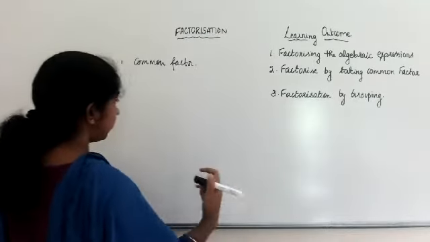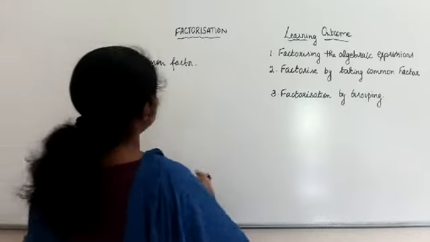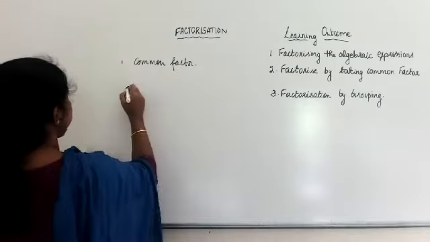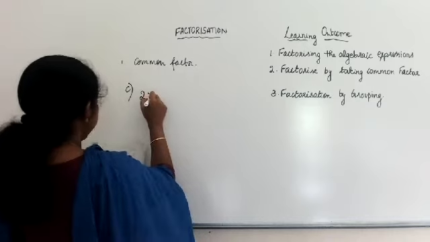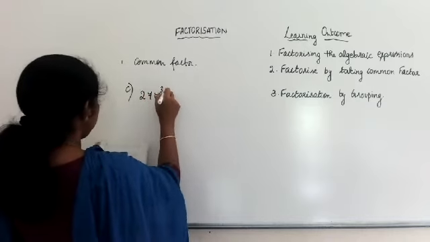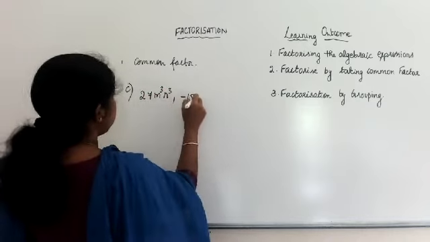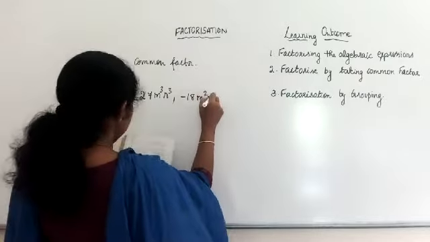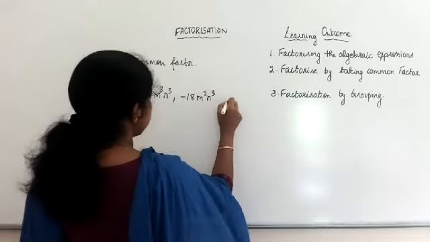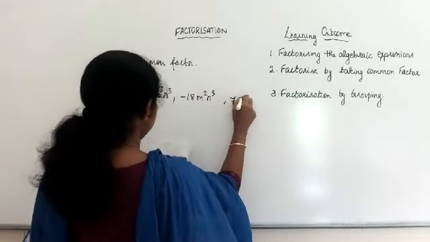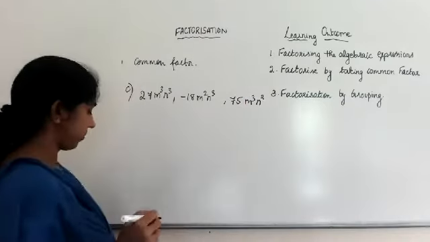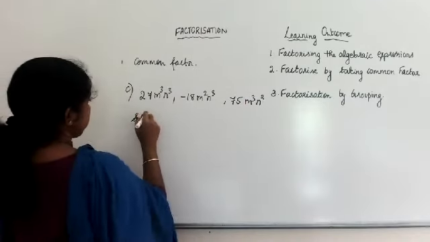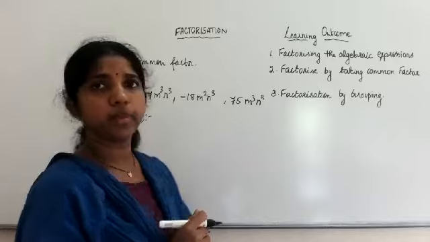We will do one more example. So, see, I will take 27 m cube n cube, comma, minus 18 m square n cube, and 75 m cube n square. Solution. So how to do it now?